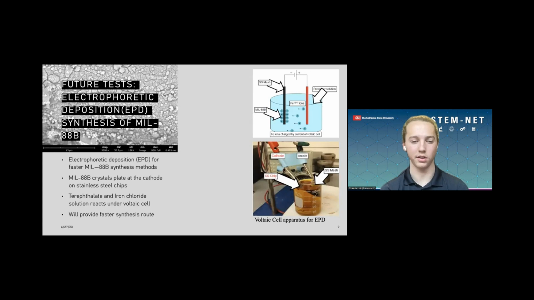So the traditional synthesis route for MIL88B requires a 24-hour holding period, and it uses heat to catalyze that reaction. So the possibility of using a voltaic cell to plate the MIL88B onto a stainless steel cathode in a matter of minutes would be really helpful for the rapid commercial synthesis of the MOF.